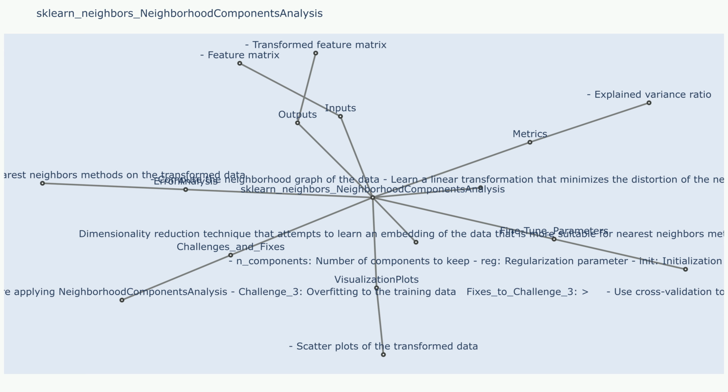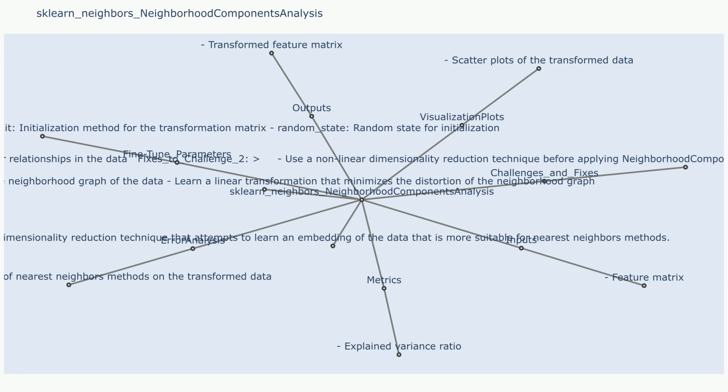Inputs: X, the training input samples, where n_samples is the number of samples and n_features is the number of features. n_components, the number of components or dimensions to project onto. This parameter controls the dimensionality of the output space.